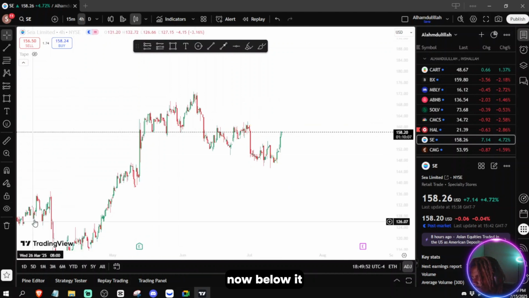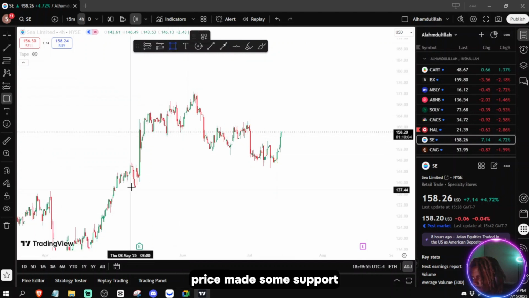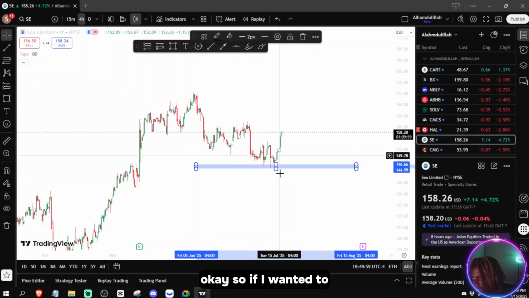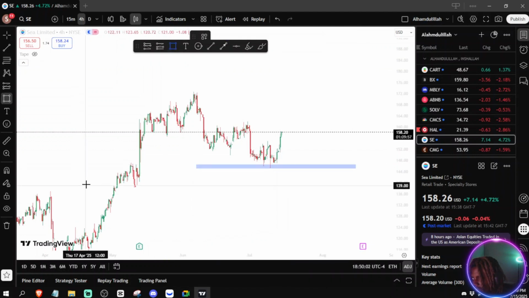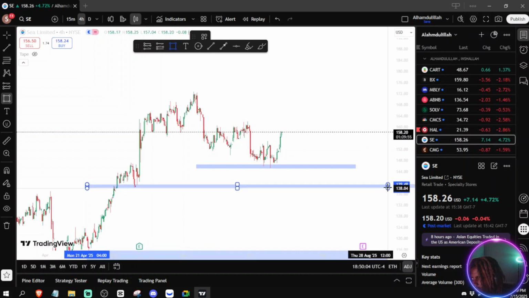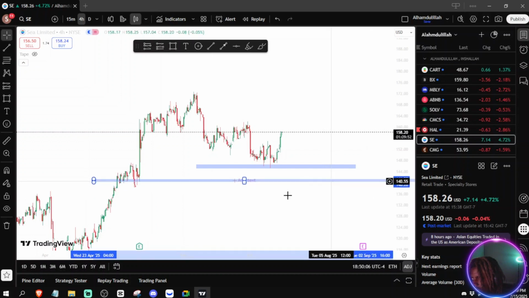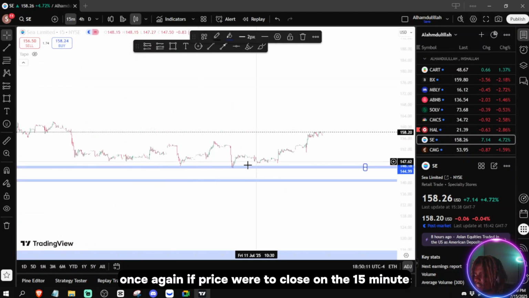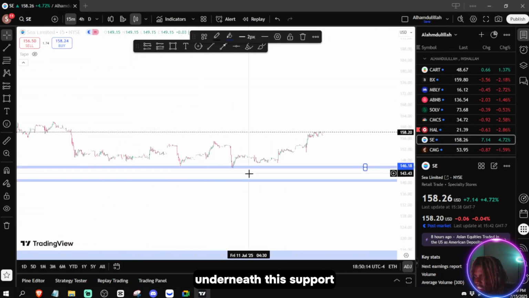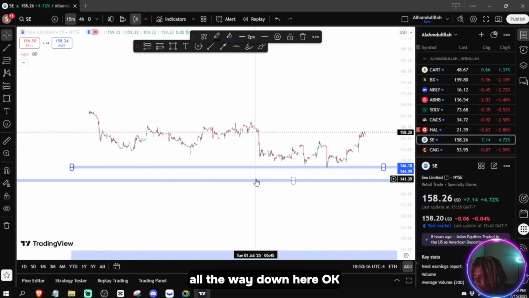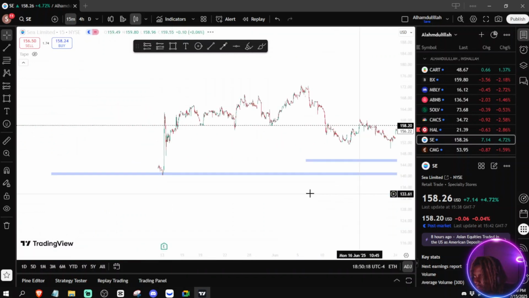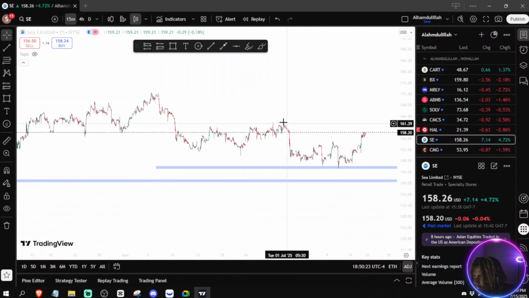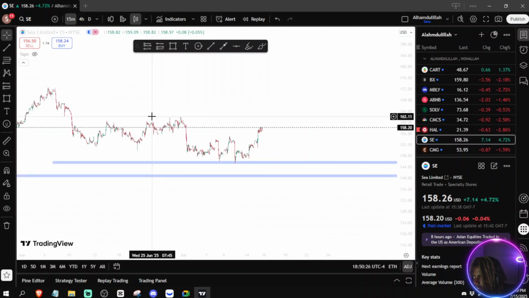Now below it, price made some support. Okay. Price did make support right here too. Okay. So if I wanted to, even if I want to take it down here, okay. Once again, if price were to close on the 15-minute underneath the support, then I believe it would want to go ahead and dump all the way down here, okay, to this support right here.